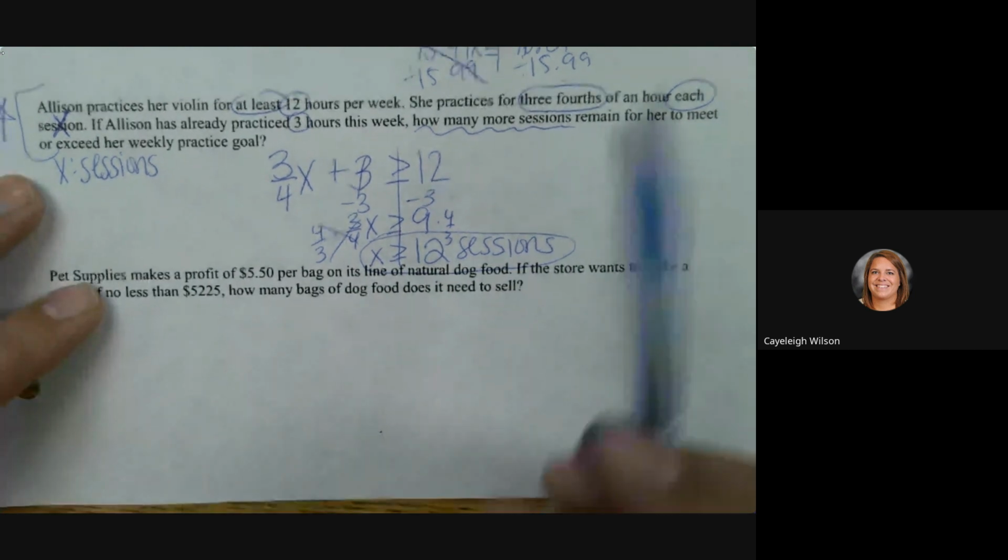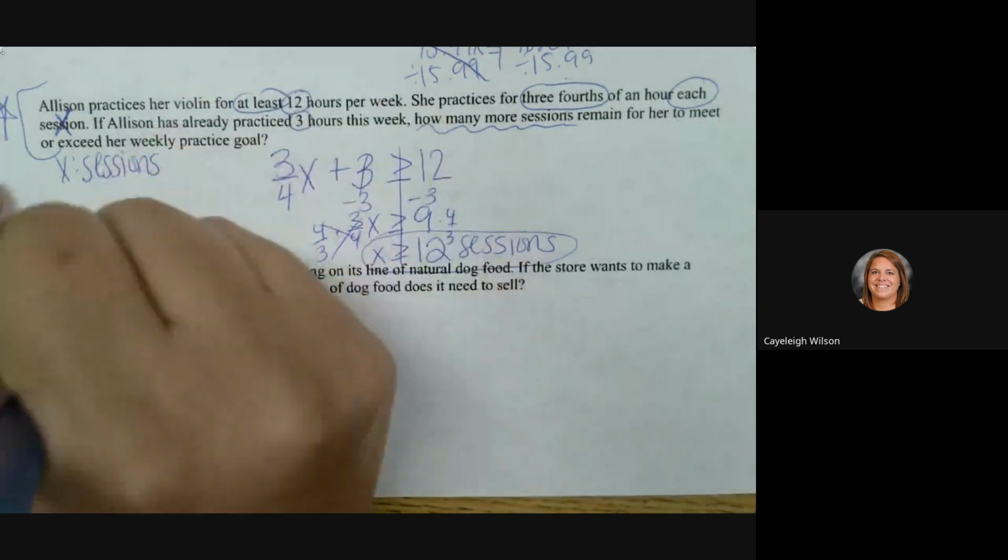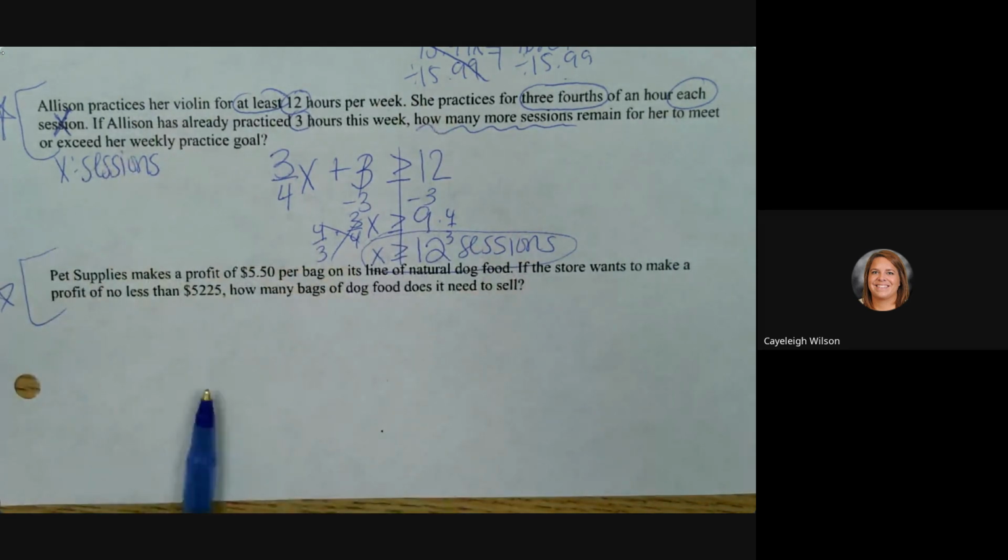Okay, so last one that we're going to do together. So do this one quietly. I'll put a subtraction sign because it says she already practiced 3 hours. She already practiced the 3 hours? Yeah. But they're wanting her to practice at least 12 hours a week, so it needs to be the total that she's practiced to make that at least 12.